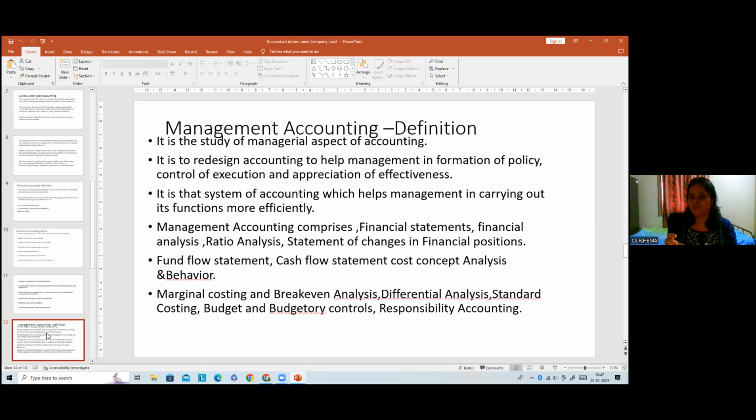How accounts are managed, how it reflects to the company, how we are managing that management, how it reflects to the company, whether it is profitable or not, that we will study under responsibility accounting.